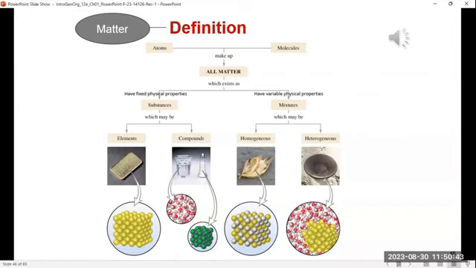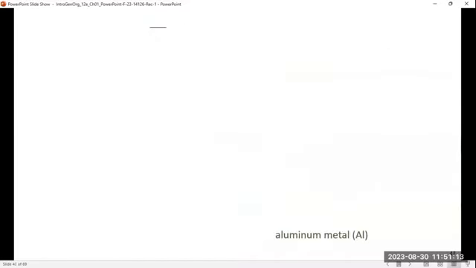So mixtures could be homogeneous or heterogeneous. We talked about that. Homogeneous means they are uniformly distributed, all the particles are equally distributed, just like right here. There are lumps or regions in heterogeneous. We will be talking about this more.